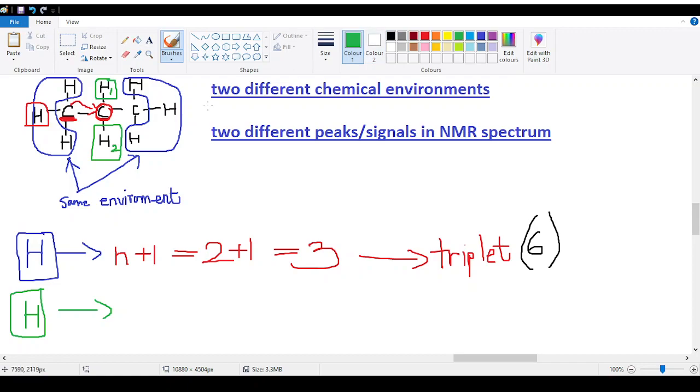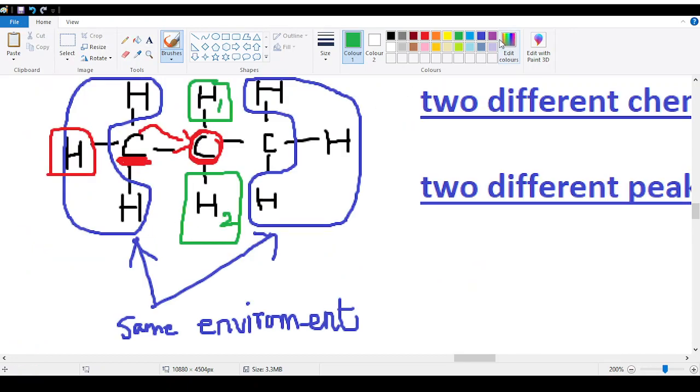So the hydrogens that are in the middle, again, I have to look at which carbon they are joined to. So this hydrogen and this hydrogen, they're joined to this carbon, right? The carbon in the middle. And who is the neighbor of this? How many neighbors does it have? It has 2 neighbors, one on that side, one on that side.